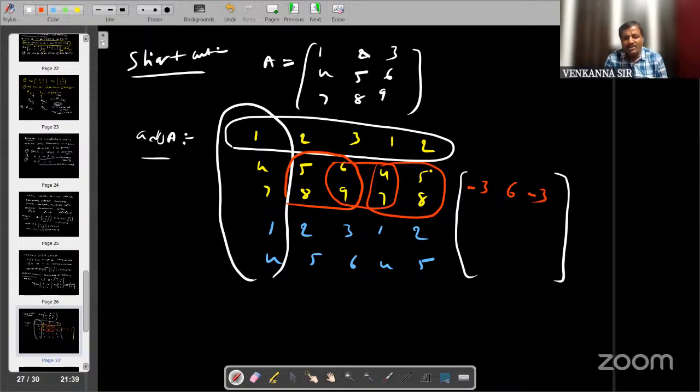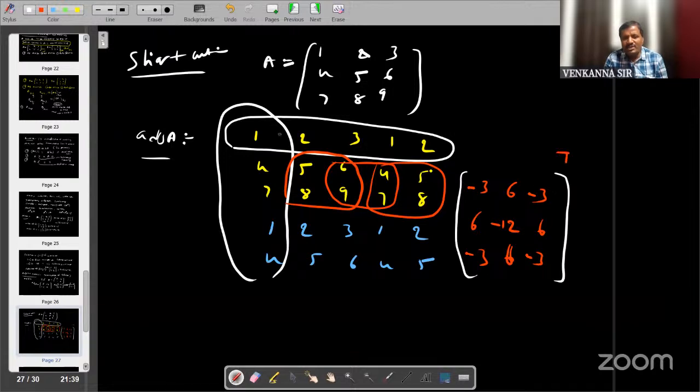In the same way, apply the same logic for this 8, 9, 2, 3. This is 24 minus 18, it's a 6. Coming to the next one, 9 minus 21 is minus 12. 14 minus 8, it's a 6. Same way, this is the 3 by 3, made of 2 by 2 determinants. Now you take this 2 by 2: 12 minus, this is a minus 3, 6 minus 3. After getting this result, take the transpose.